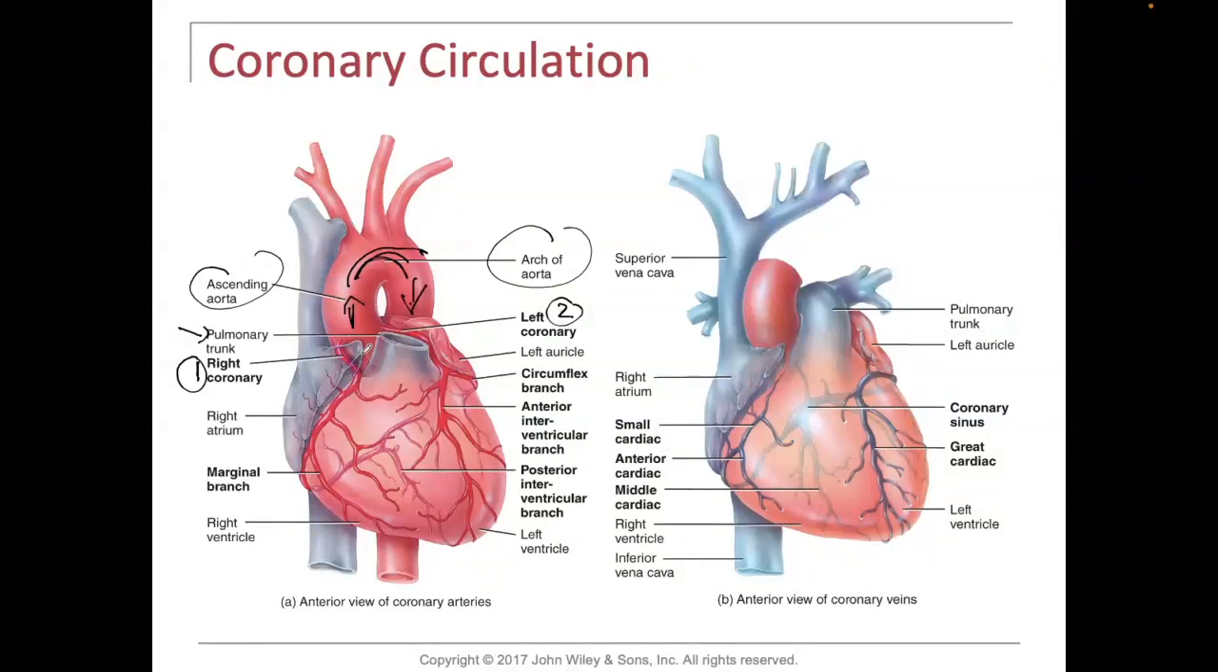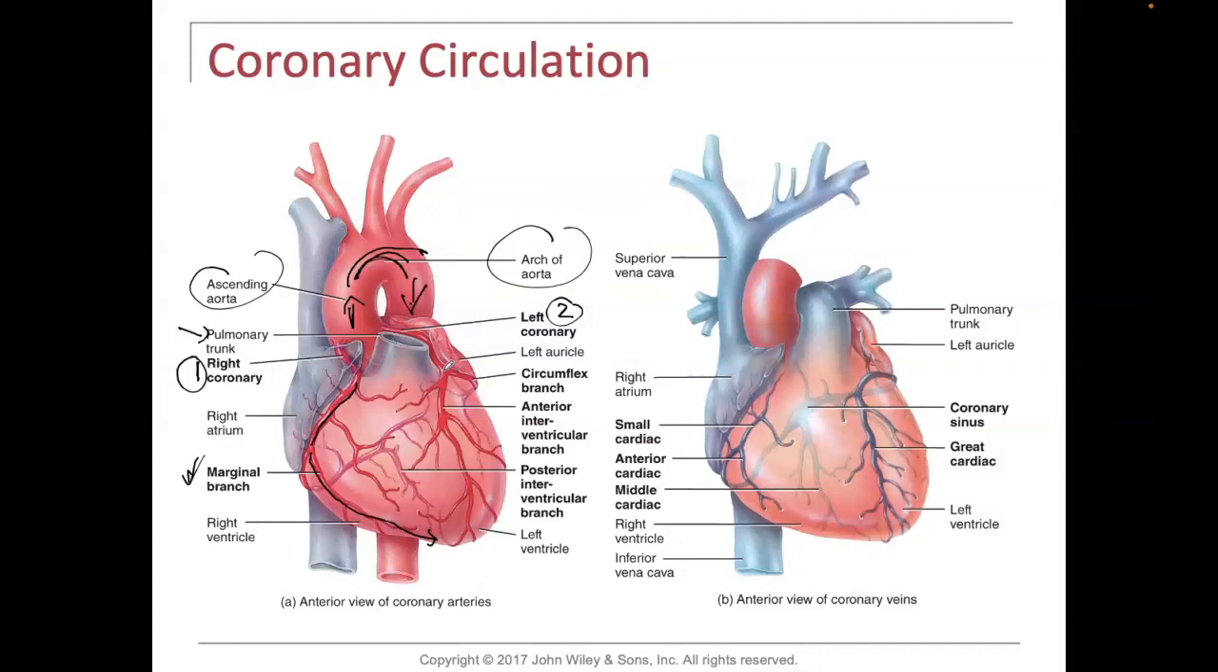So off the right atrium, we can see there's a main branch called the marginal branch right here. It kind of goes down. So here's the right coronary artery, and then right here coming down to the apex of the heart, that is the marginal branch. Now off the left coronary, watch this one, two main branches coming off of it.